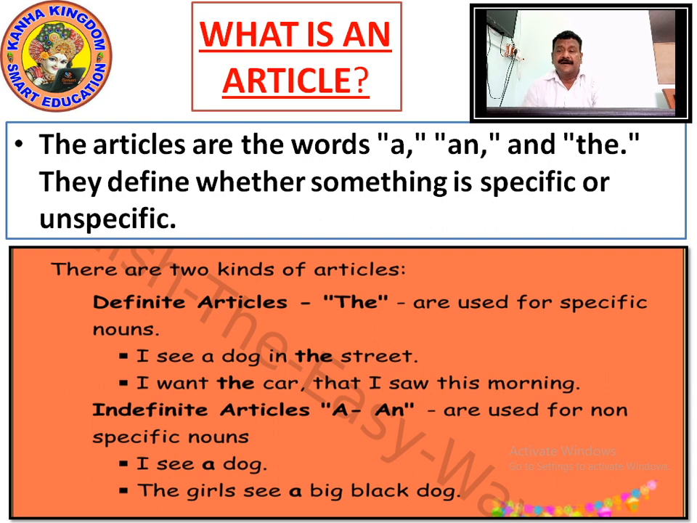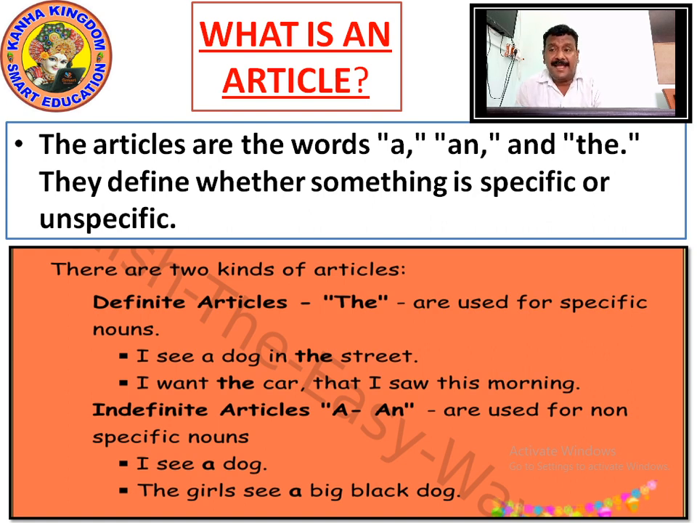Definite article the is used for specific nouns. I see a dog in the street. I want the car. The street, the car. These are the specific nouns that I saw this morning.